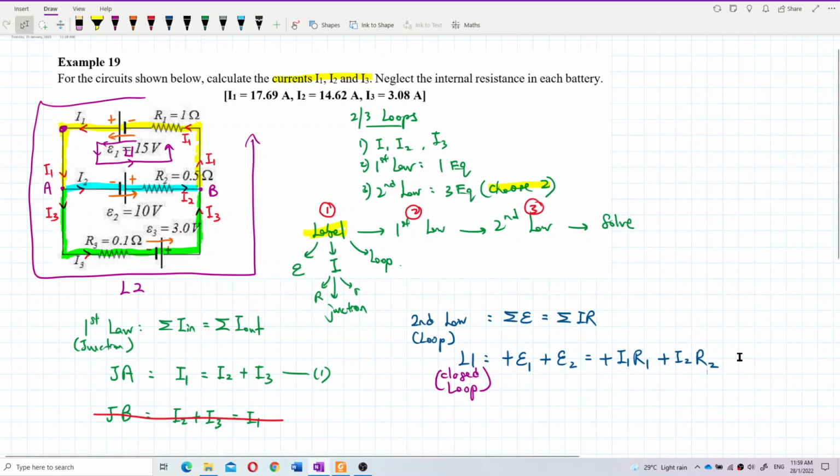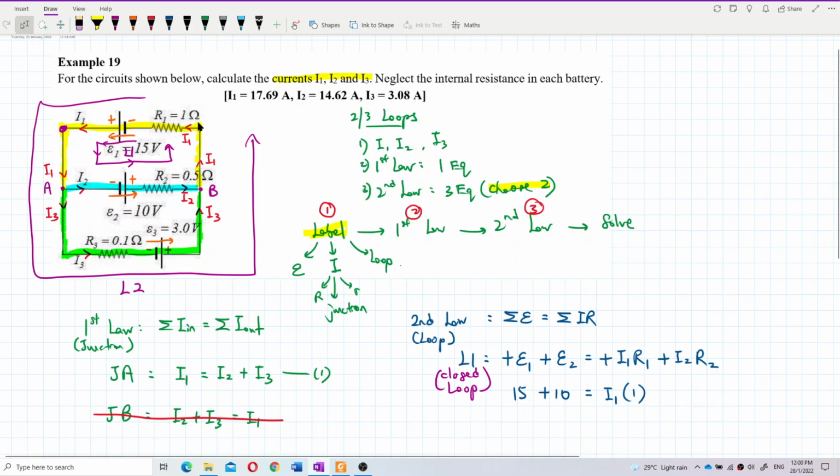Okay, so I'm done with the equation. Is there any more resistor in this top loop? No more resistor, so total IR is done. Total E is also done. So that's the equation. Now you just substitute the values. E1 is 15 volt. And then E2 is 10 volt, plus 10 volt. And then I1, I don't have the value. R1 is 1 ohm.